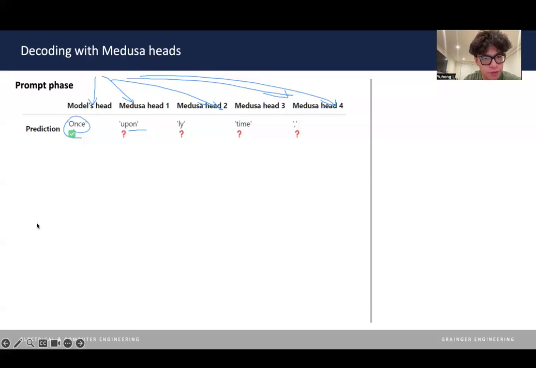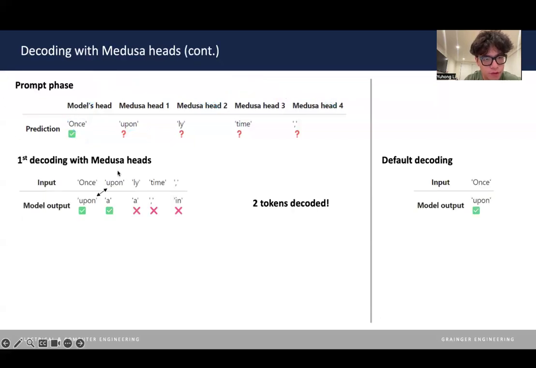What we do here is we concatenate them and feed into the large language model again. Once upon a time and comma. So we have this right shift. Remember that the right shift "upon" matches the "upon". This doesn't match the "a". This doesn't match the "a".